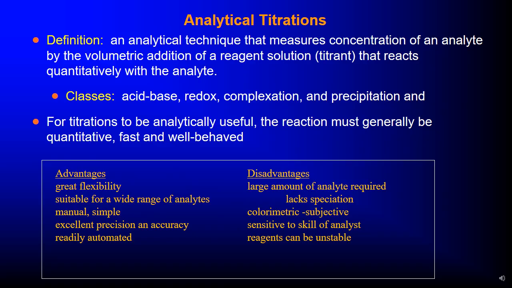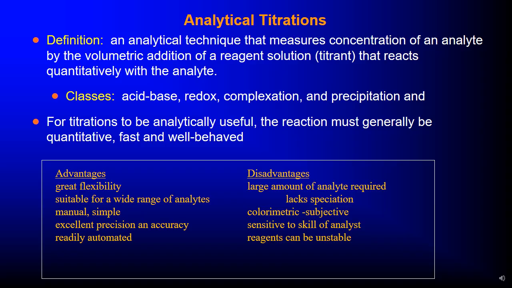This is a technique that measures concentration of an analyte by the volumetric addition of reagent solution, what we call titrant, that reacts quantitatively with the analyte. So some of the classes of these titrations are acid base, we have redox, we have complexation, and we have precipitation. So for titrations to be analytically useful, the reaction must be generally quantitative, fast, and well behaved.